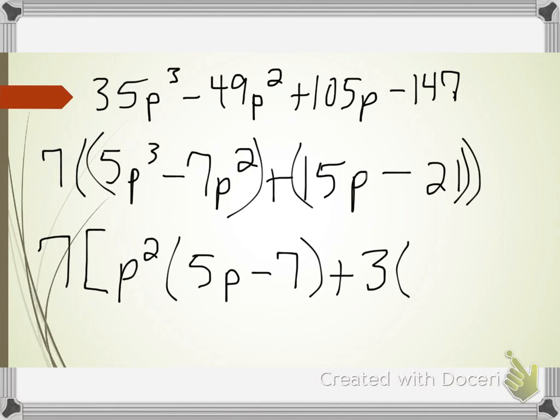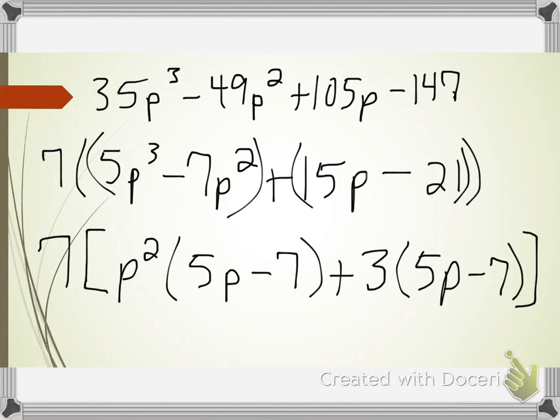Is everyone with me? Please let me know if you have any questions. 3 times what would give me 15p? 5p. And 3 times what would give me negative 21? Negative 7. Everyone with me on those last 2 terms? All right. Any questions on what I've done so far?